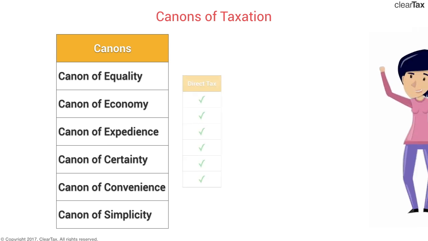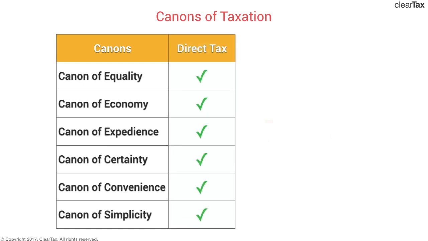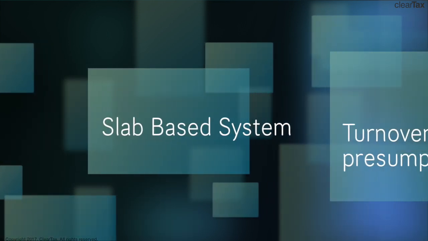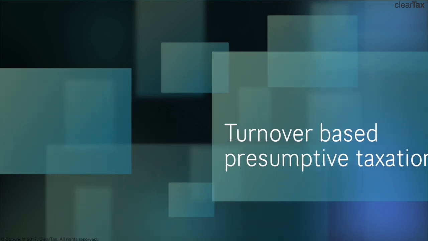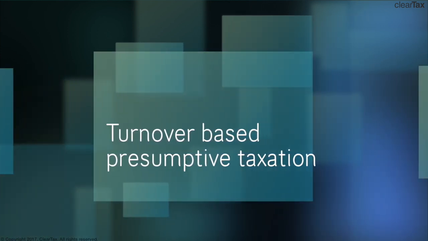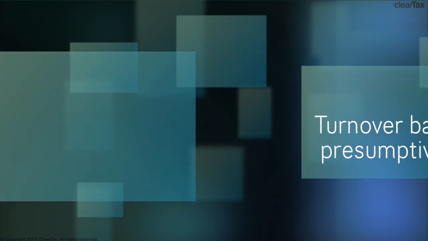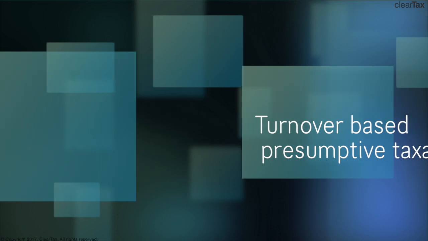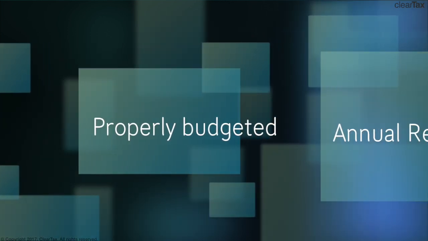All 6 canons are ticked in the case of direct tax. Direct tax follows a slab-based system of taxation where there is a certain level below which all people are exempt from paying any tax. For businesses with turnover less than 2 crore, there's an option to make complicated procedures absolutely easy, as well as tax calculations are simplified. The direct tax is properly budgeted.